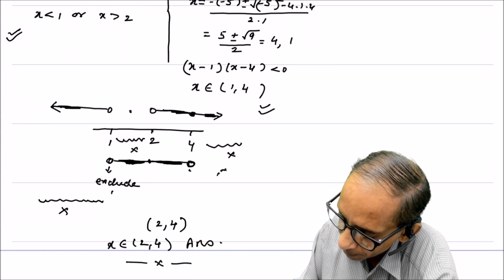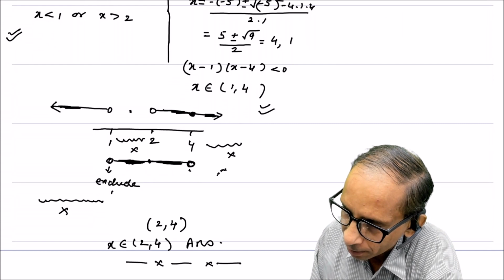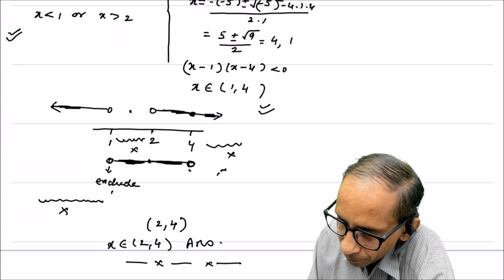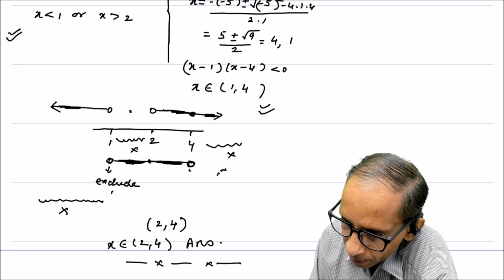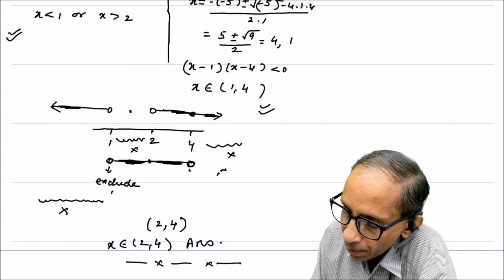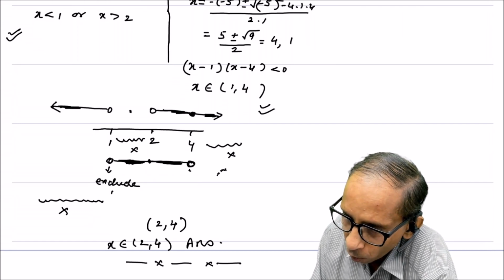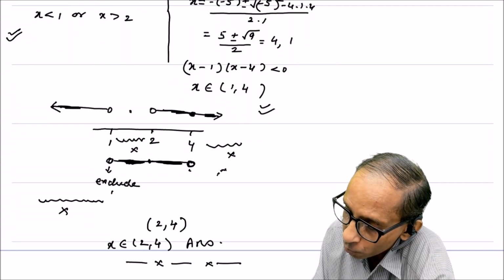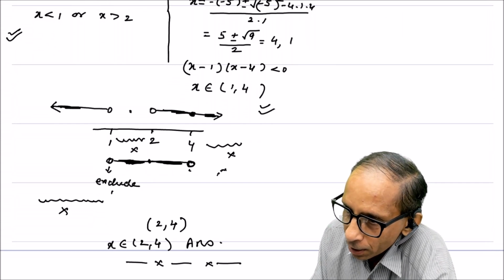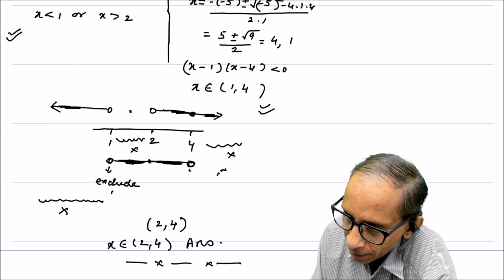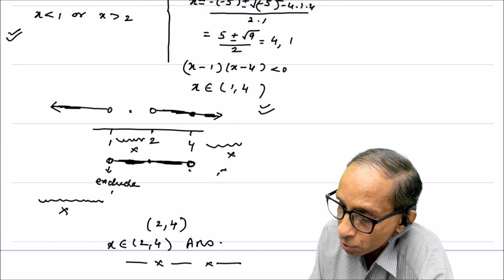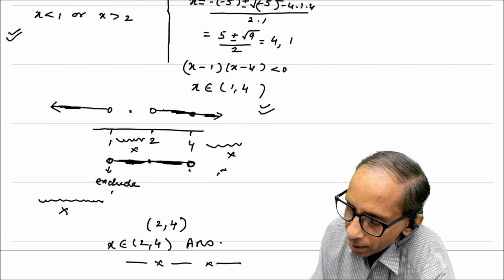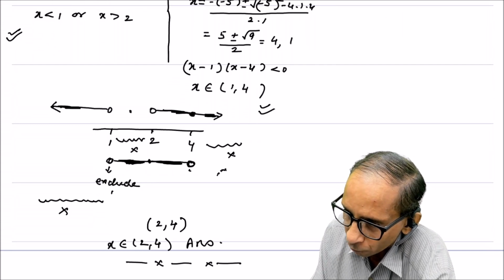Time doesn't permit, so we wind up the session here. What we have done is we have discussed what is a quadratic, we have discussed a quadratic equation, we have discussed the simplest form of quadratic inequality, x square greater than 0, x minus 1 the whole square greater than or equal to 0 types. We have considered x minus a into x minus b less than 0, less than or equal to 0, greater than 0, and greater than or equal to 0. We have considered the methods for solving it.